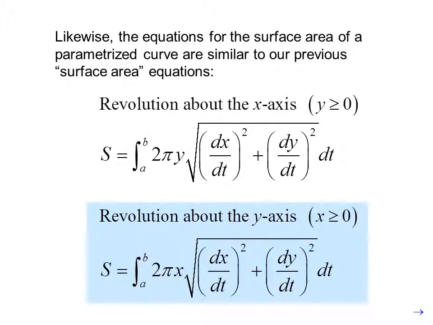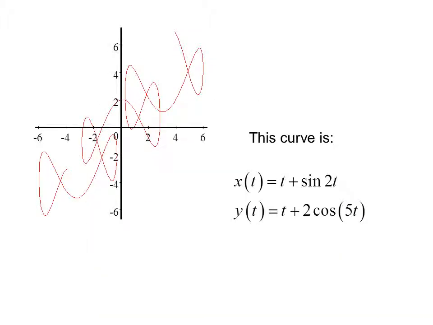If we want to revolve around the y-axis, where x is greater than or equal to 0, now the radius would be x. This curve is x of t equals t plus sine 2t, and y of t equals t plus 2 cosine 5t.